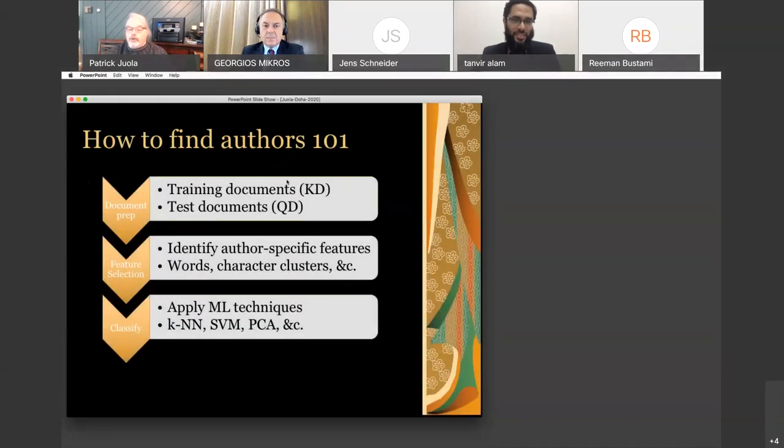How to find the authors? Well, you get some training documents and you get some testing documents. You identify author-specific features, and you apply machine learning techniques. I did not actually mention convolutional neural networks in this slide, but I should have, given Dr. Tanvir's presentation.